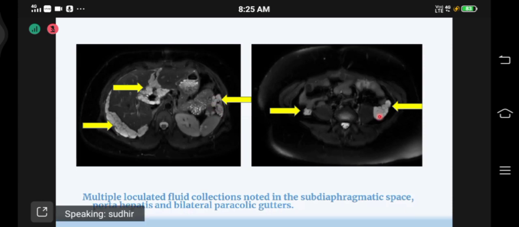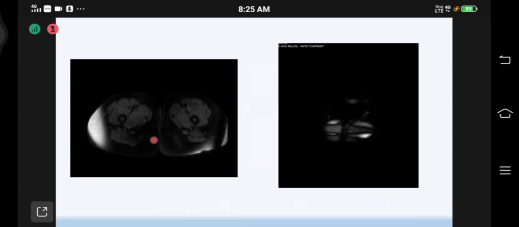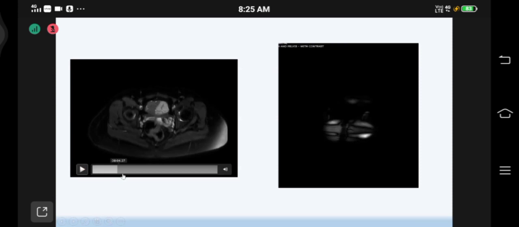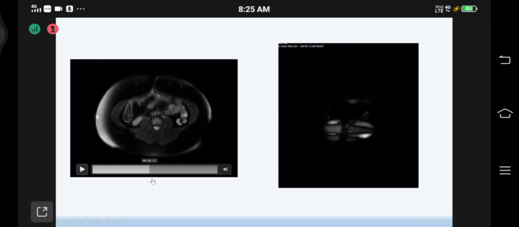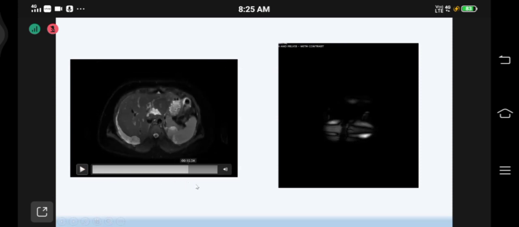So you can see left side of pelvis, right side of pelvis. These particular lesions are very nicely seen. So multiple loculated fluid intensity collections in these areas, right? So in the paracolic gutters. So let me just see if I can run these slides. Yes. So let's try to look into this particular case.